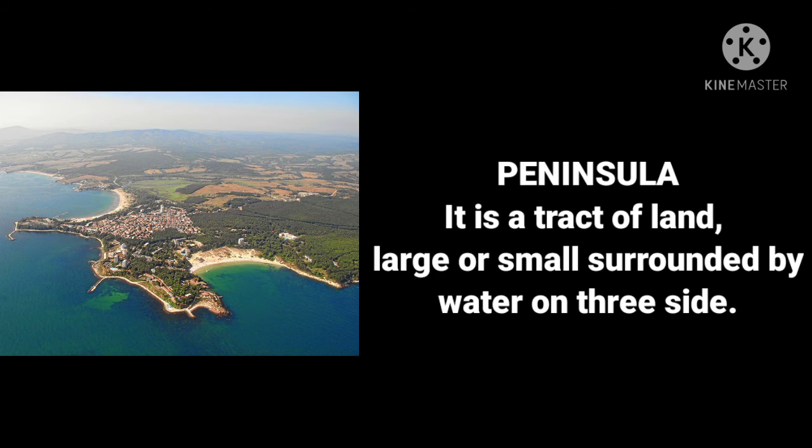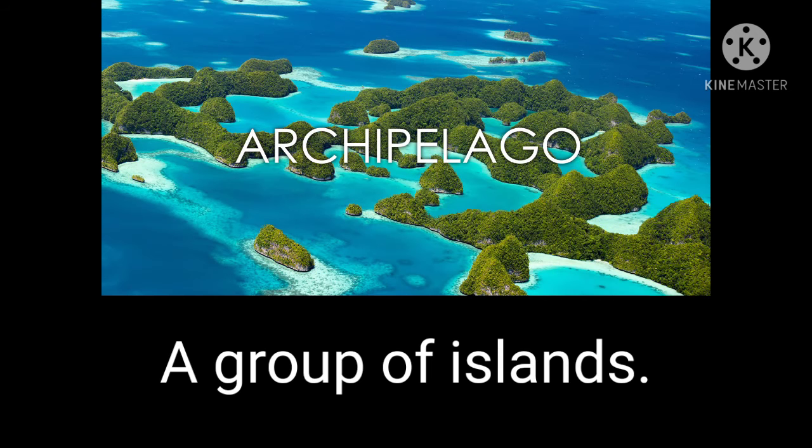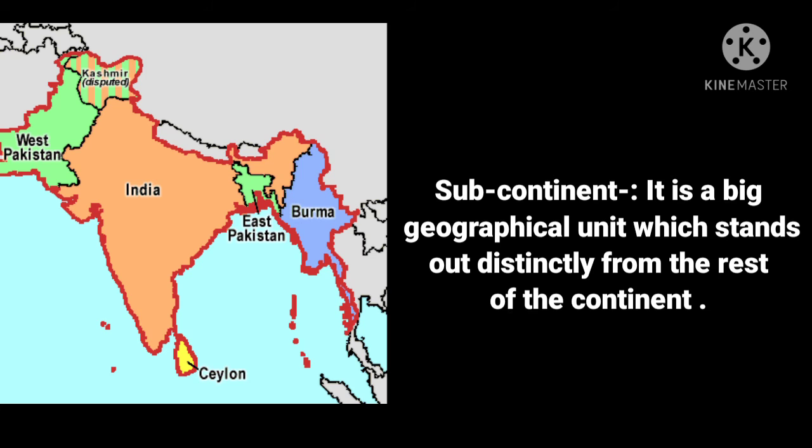So students, the first keyword is peninsula. Peninsula means a tract of land, large or small, surrounded by water on three sides. The second keyword is archipelago. Archipelago means a group of islands, as you can see in the picture. Number 3, the subcontinent. It is a big geographical unit which stands out distinctly from the rest of the continent.